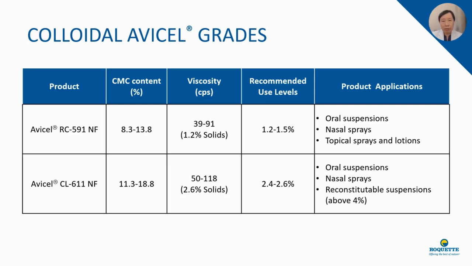There are two colloidal Avicel grades commonly used in pharma suspensions offered by Rocket. They are Avicel RC591 and Avicel CL611. They are both widely used in oral suspensions and nasal sprays. The recommended use level for Avicel RC591 is 1.2 to 1.5% as a starting point. For Avicel CL611, the starting point is 2.4 to 2.6%. In addition, Avicel CL611 is also used in reconstitutable suspensions. The typical use level is around 4% or above.